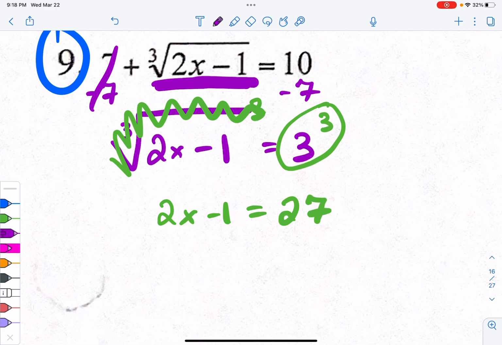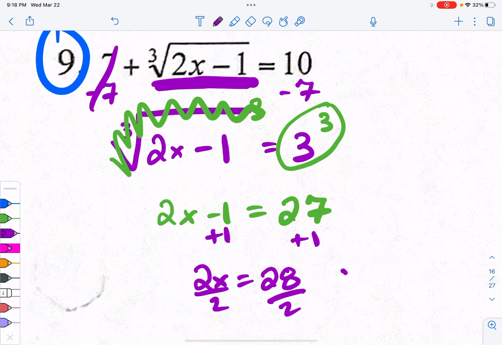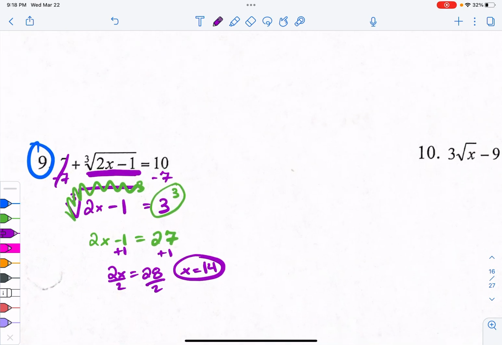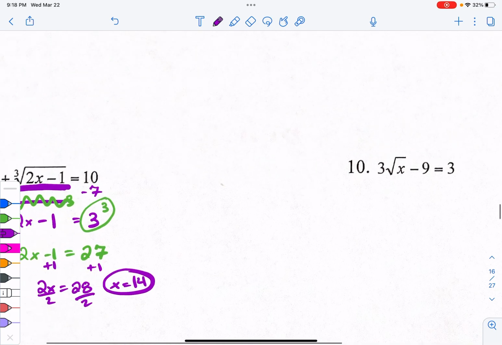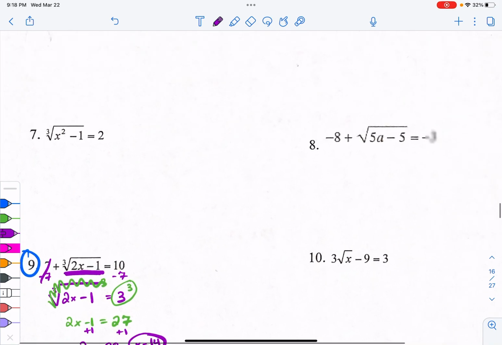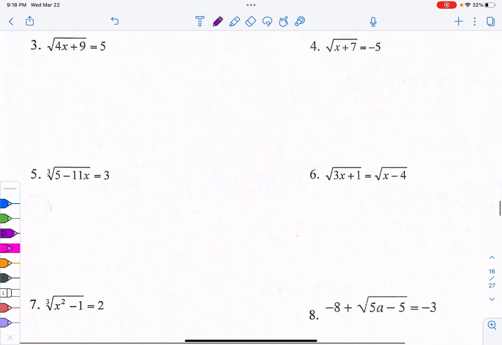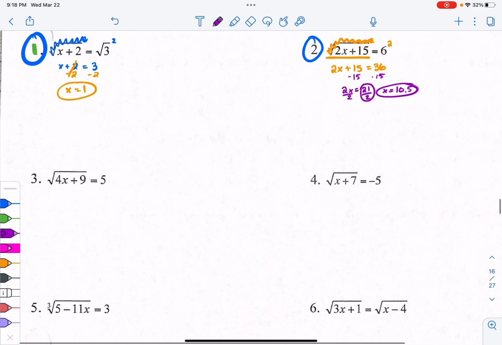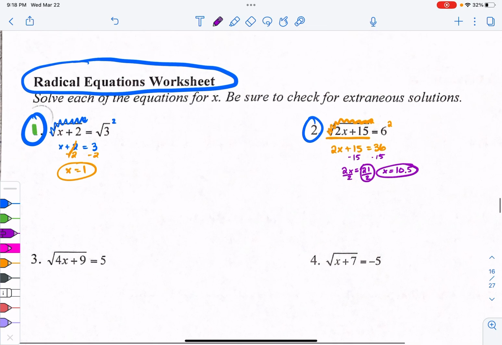Okay, now I just do the math like normal, so I'm going to add the 1, and I'll have 2x equals 28, and then divide by 2, and that comes out nicely. I think that's 14. Okay, so same thing with the rest of these. Do all the algebra, get the radical by itself first, and then either square it or cube it, depending on what you need to do, and that should be it. Okay. There you go.